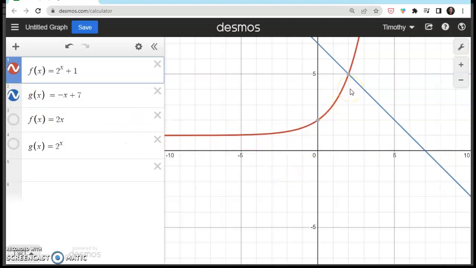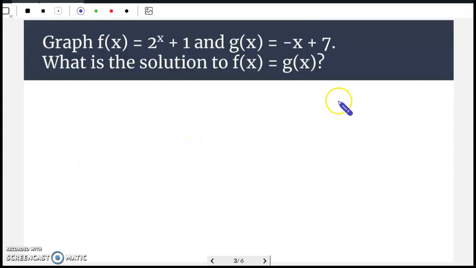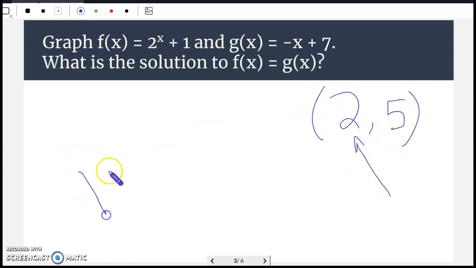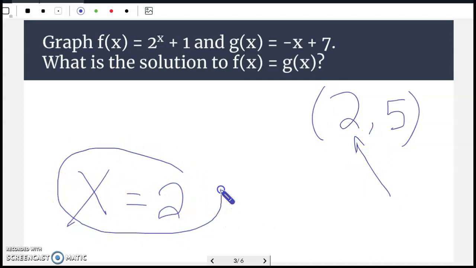Now notice how they are intersecting only one time at 2, 5. So as I said, they intersect at 2, 5. But when it says what's the solution, we're just interested in that x coordinate. We're going to say x equals 2. The value of x equals 2 solves both equations at the same time.